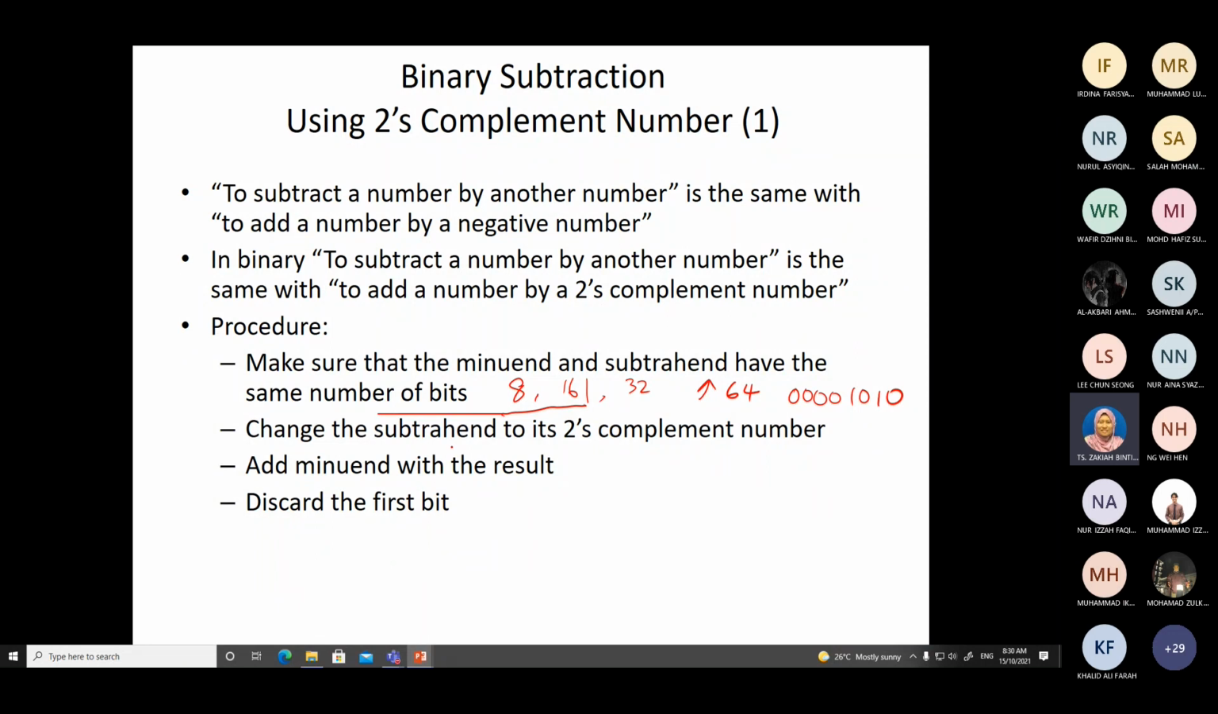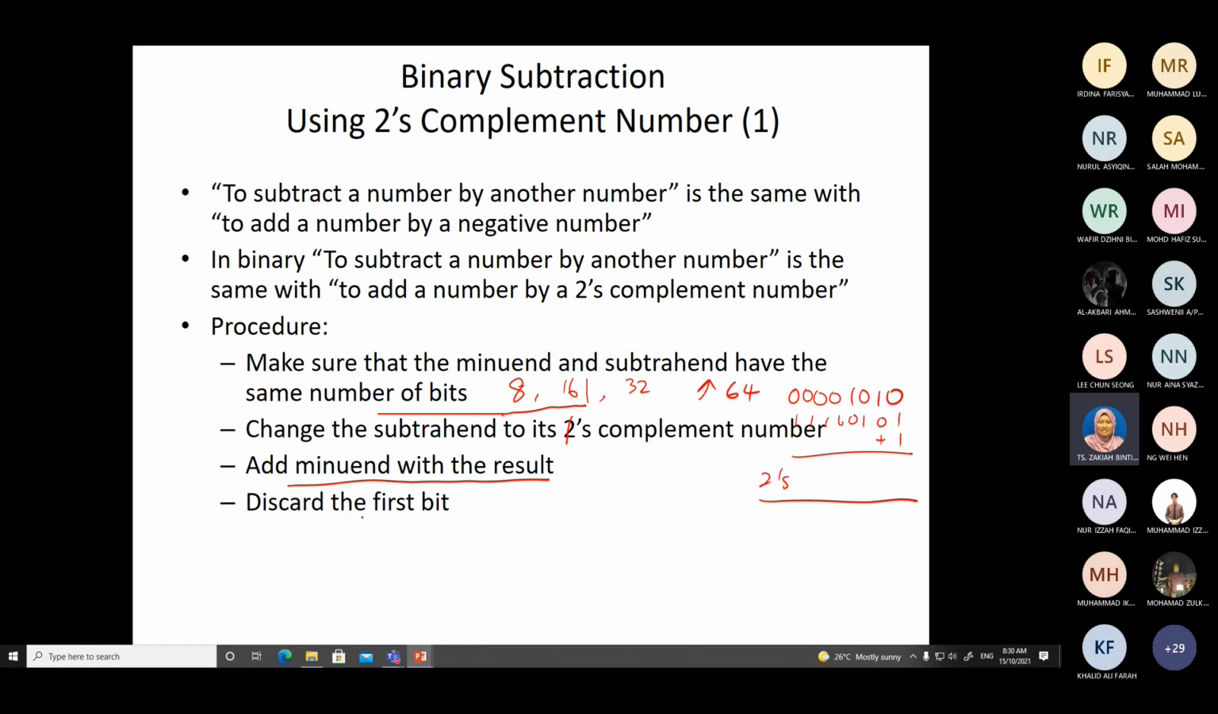And then change the subtrahend to its 2's complement number. No, it should be 1's complement number first. The 1's complement is where you flip the bits, and then plus 1. Once you flip the bits and then add 1, you get your 2's complement, right? Once you have the 2's complement, then you can add the other number that is a positive number.